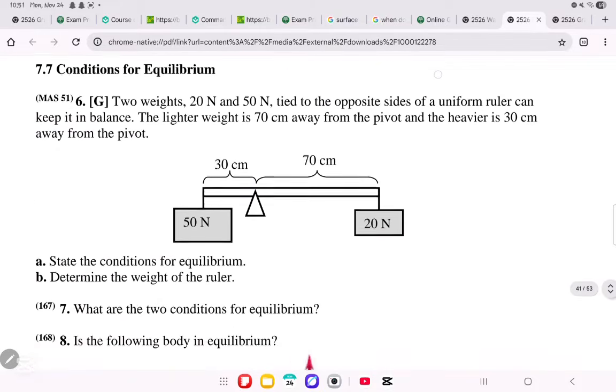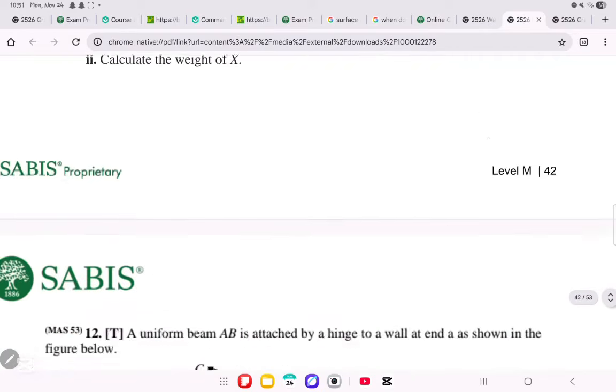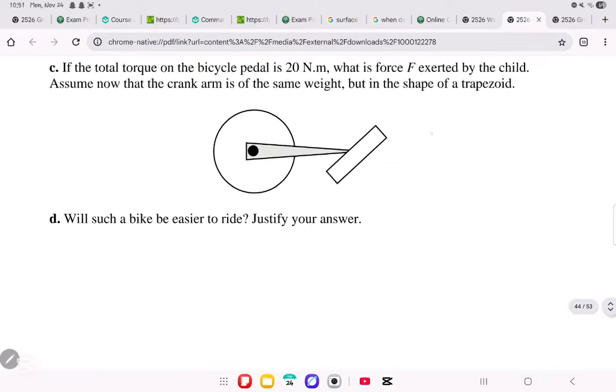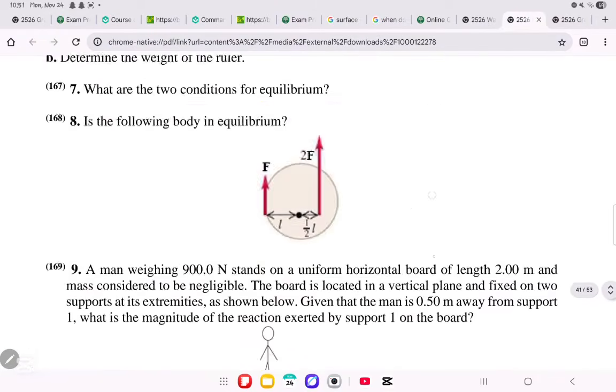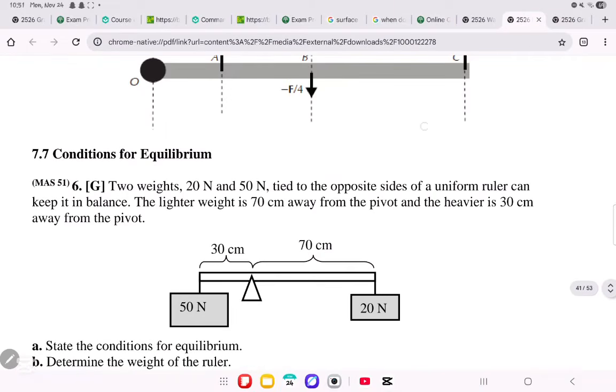Now we have 7.7. Interesting. Yeah, we only have until 13. Anyways, we come over here.